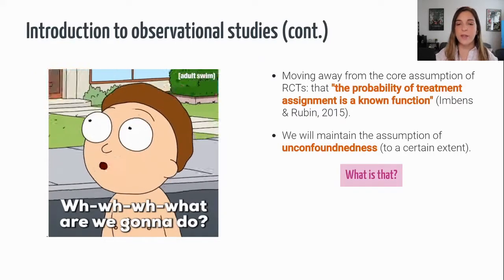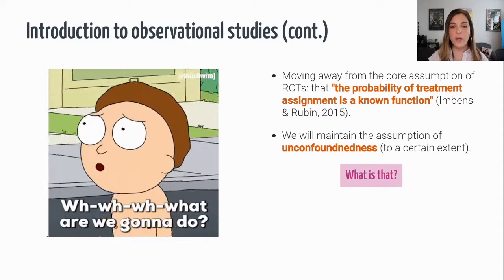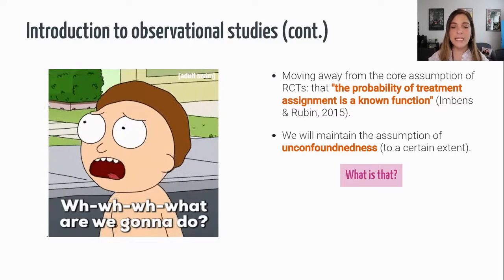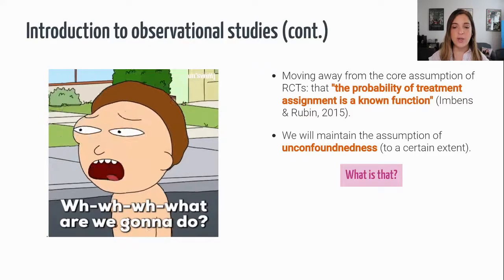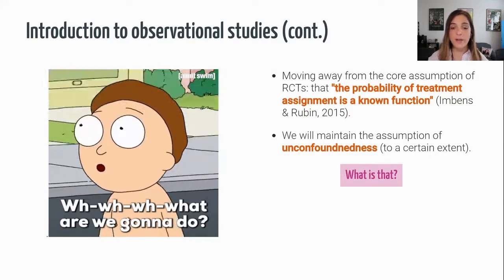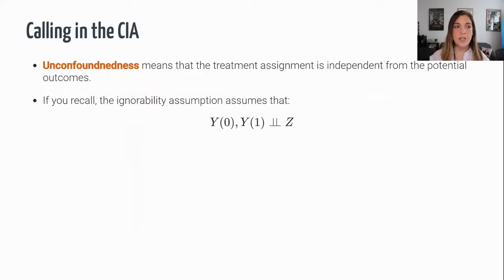So now in observational studies, we will again move away from that core assumption from RCTs, but we will maintain the assumption of unconfoundedness to a certain extent. And you might be wondering what unconfoundedness is. So basically, unconfoundedness a lot of the time works a little bit interchangeably with the independence assumption to a certain extent. It means that the treatment assignment is independent from the potential outcomes, which again sounds very similar to what we already saw with the ignorability assumption, independence assumption, exchangeability assumption. All of those names are kind of interchangeable.